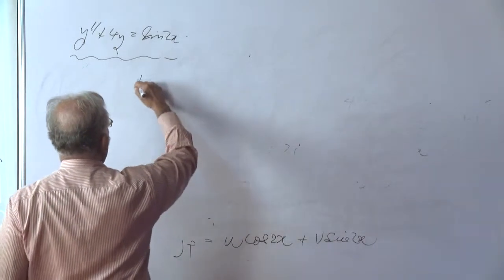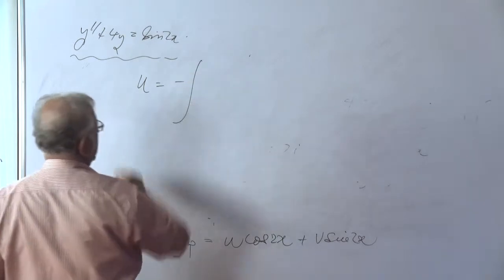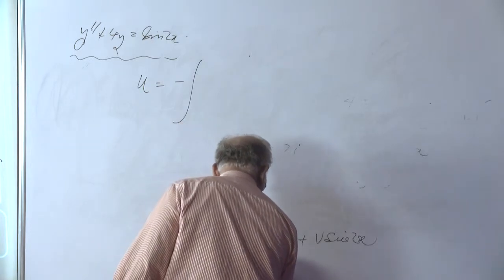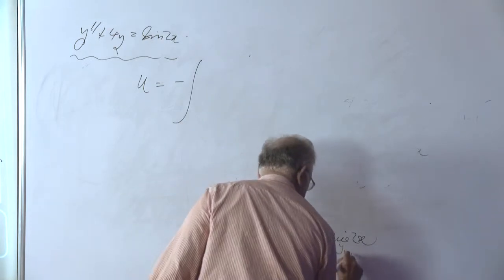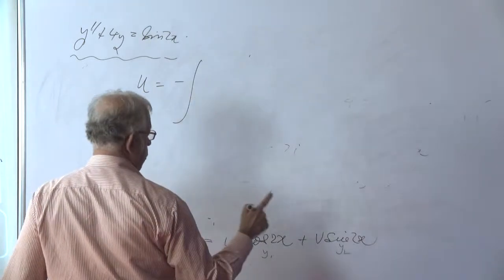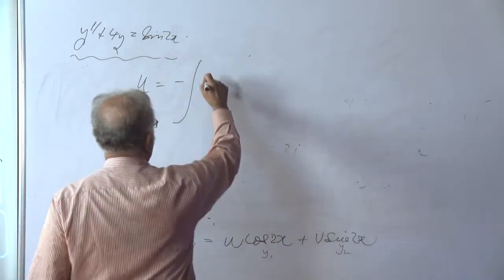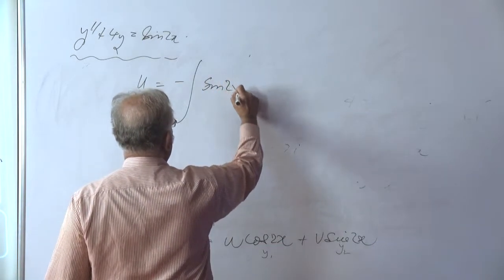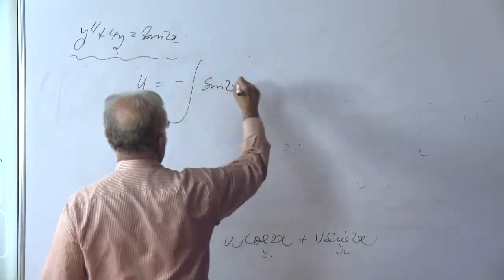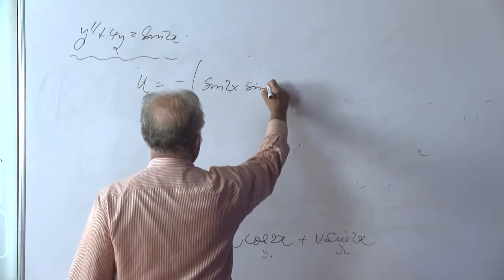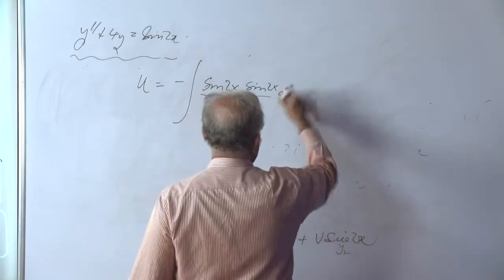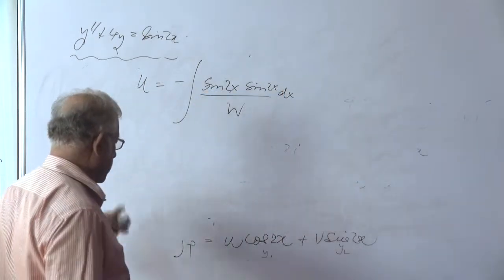We recall that u is given by minus integral y2 times X over the Wronskian dx. This was y1 and this was y2. So minus y2, that is sine 2x, into capital X, which is also sine 2x, over the Wronskian, dx.